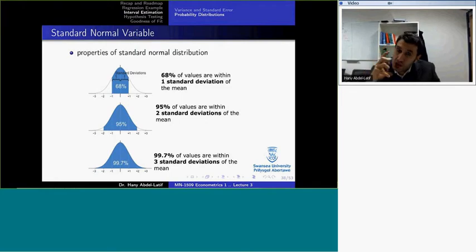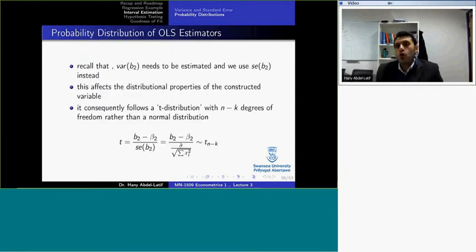Just remember what we're trying to do here. We're trying to construct an interval that gives us some confidence, or some kind of probability, that the true parameter will lie between these two values. And that's what we're doing by looking at the probability distribution of the OLS estimator.